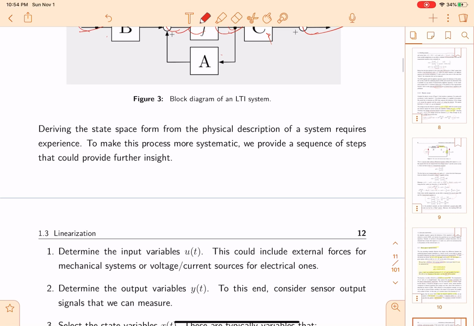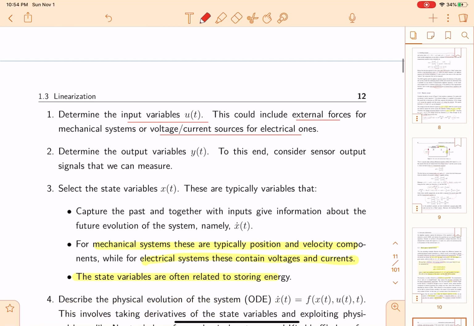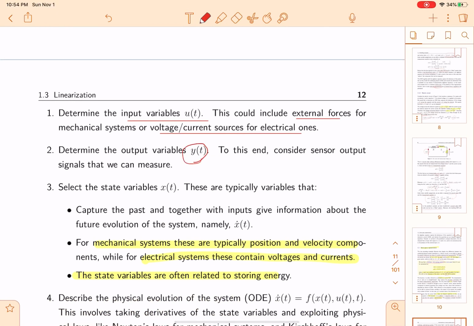So we can derive the state space form from the physical description using experience. Firstly, determine the input variables, which could be an external force or, like here, a voltage source or current source. For the output variables y(t), consider sensor outputs that we can measure. That is something we can measure. For the state variables, they typically are variables that capture the past and, together with the inputs, give information about future evolution, from past to future evolutions.